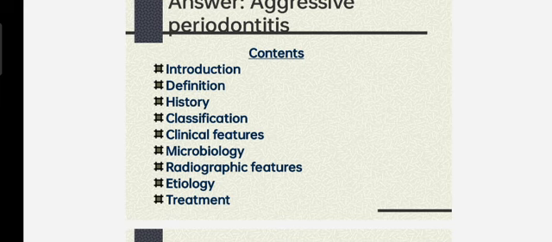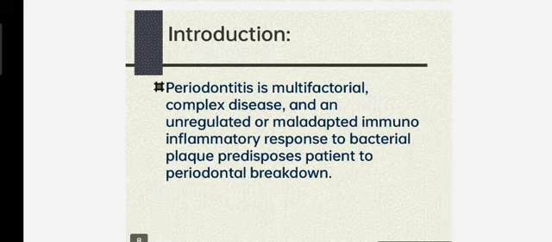We'll be writing introduction, definition, history, classification, clinical feature, microbiology, radiographic feature, etiology and then treatment plan. Introduction should be a very easy one to remember. So keep the introduction very short and easy. Periodontitis is a multifactorial complex disease and it is caused by the interaction of microorganisms with the bacteria. Or you can write, periodontitis is a multifactorial complex disease, an upregulated or maladapted immunoinflammatory response to bacterial plaque which predisposes the patient to periodontal breakdown.